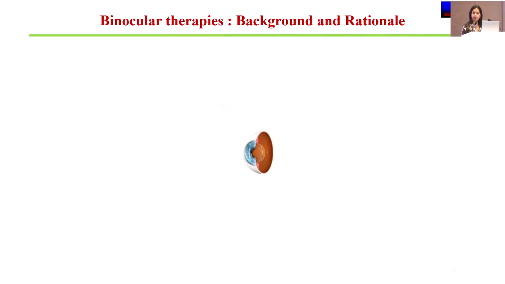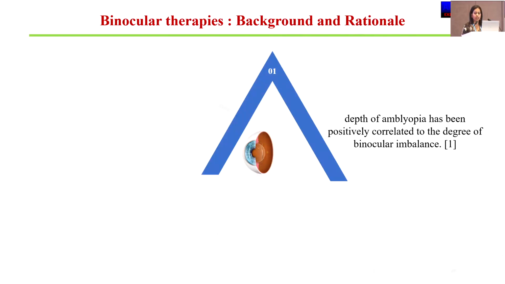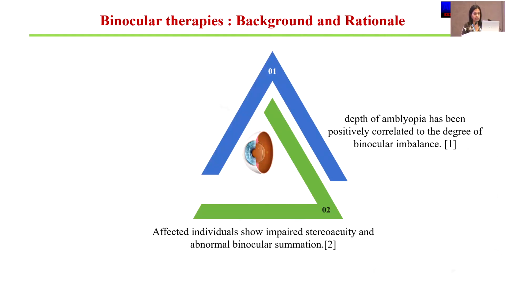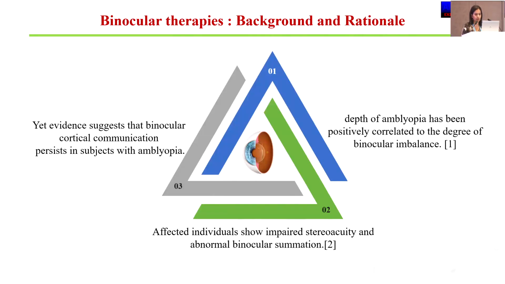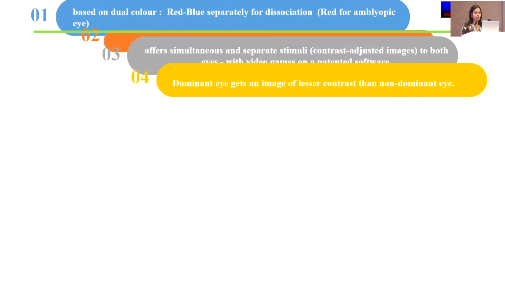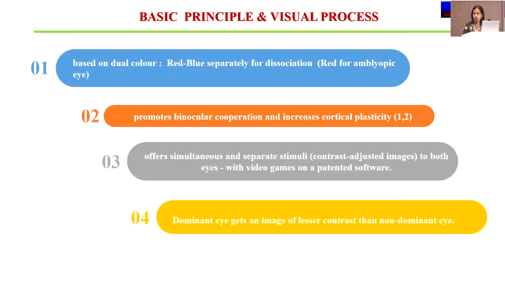So due to the shortcomings, we have binocular-based dichoptic therapy. It has come into limelight in the last few years. Studies have shown that the depth of amblyopia has been positively correlated to the degree of binocular imbalance. The affected individuals show impaired stereo acuity, abnormal binocular summation, and the binocular cortical communication still persists in the subjects with amblyopia. So basically it is based on dual colors, the red and the blue separately for dissociation with the red for the amblyopic eye.